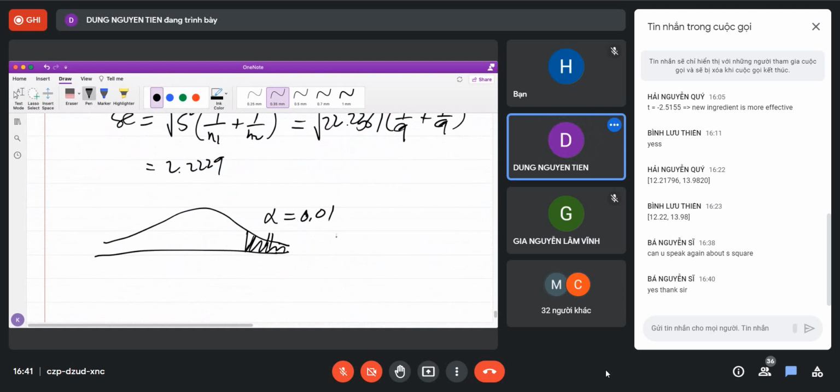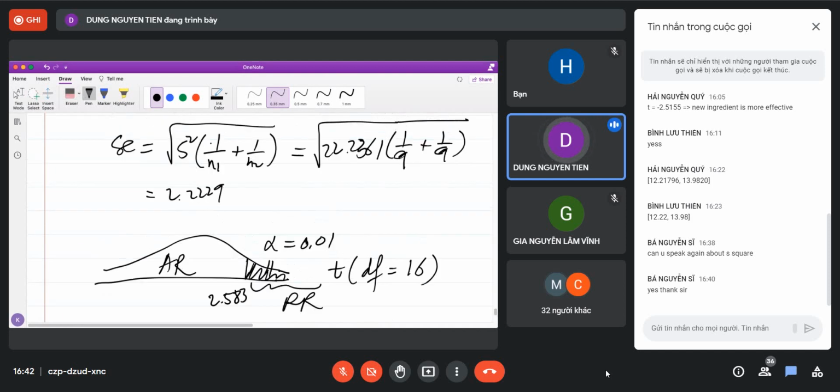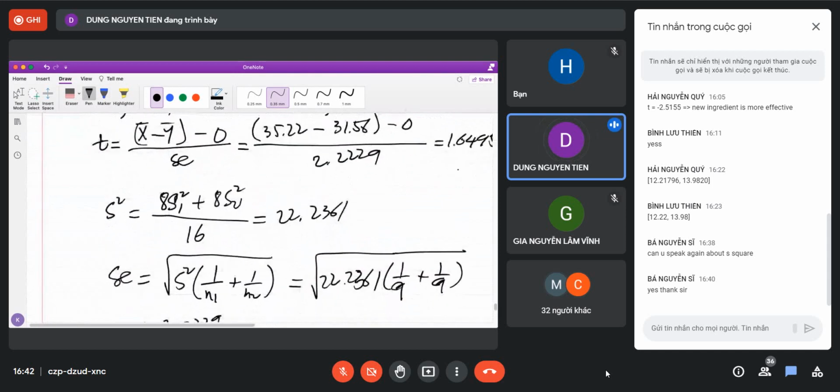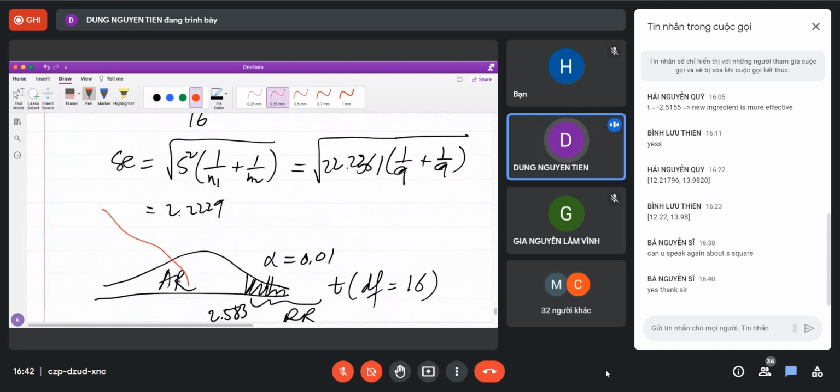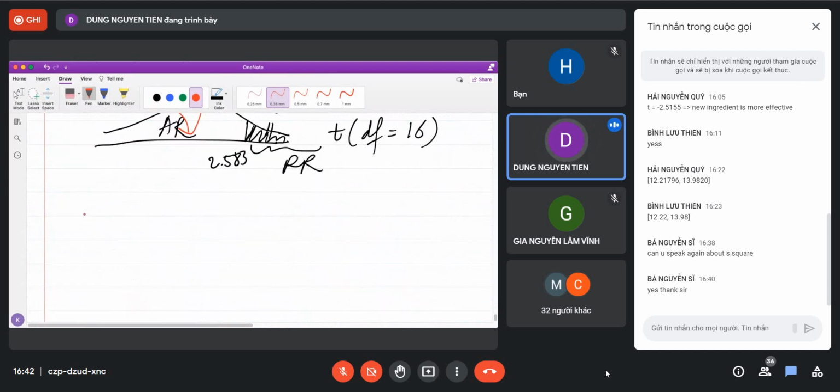Alpha is 1%, and using the t distribution, the degree of freedom is the sum of the two degrees of freedom. So you get 16 for the degree of freedom. Okay, and this is the acceptance region. This is the rejection region, and the value you obtain is 2.583. The number you get for t is 1.6495, and it belongs to the acceptance region. So we fail to reject the null hypothesis.